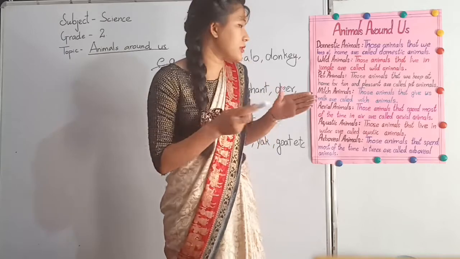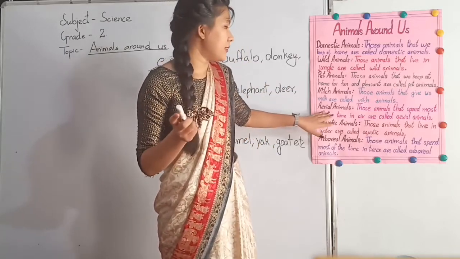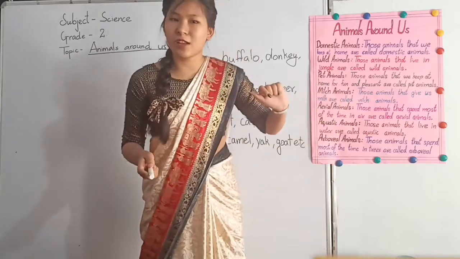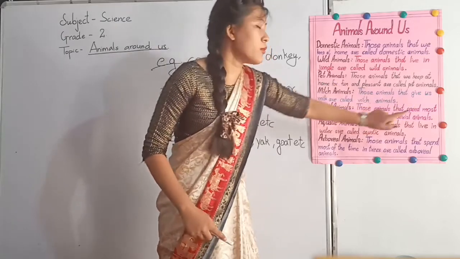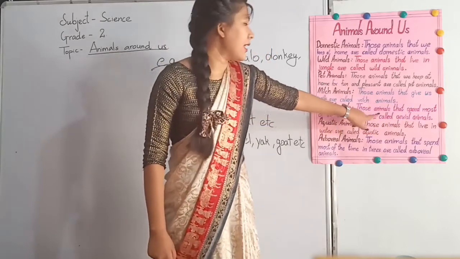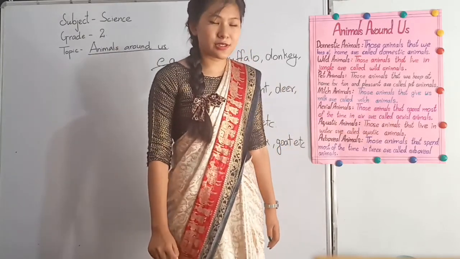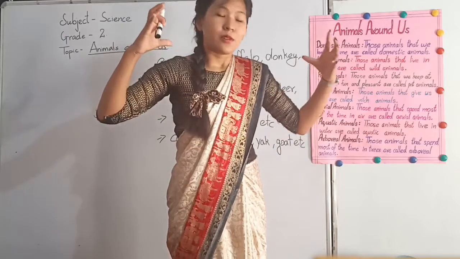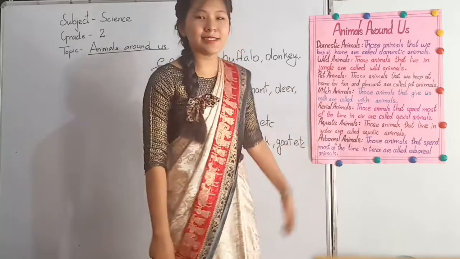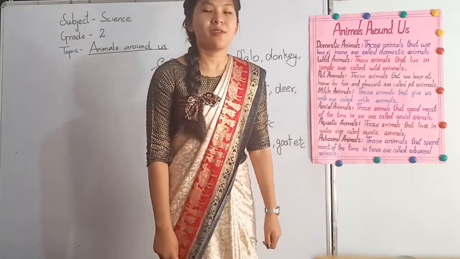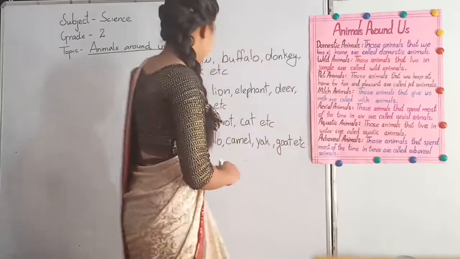So let's go to the definition. Here is the definition in the chart. Let's look at the definition of aerial animal. Those animals that spend most of the time in air are called aerial animals. Yes, dear children, those animals which spend most of their time flying in the sky are called aerial animals. Very good. So let's write some examples of aerial animals.